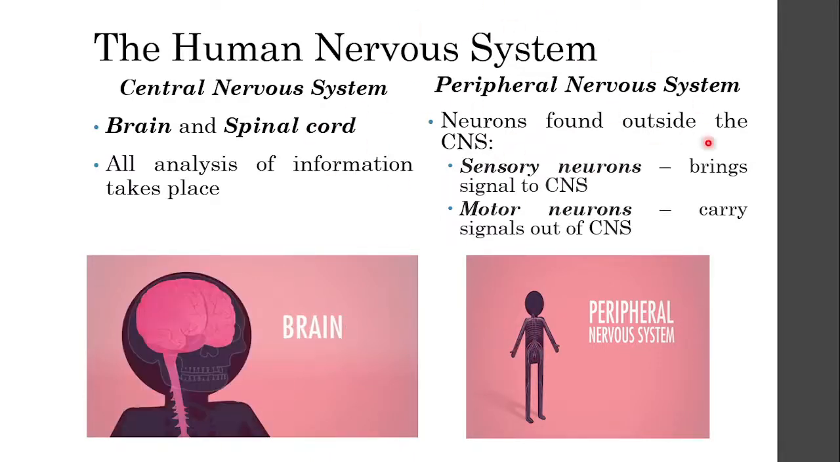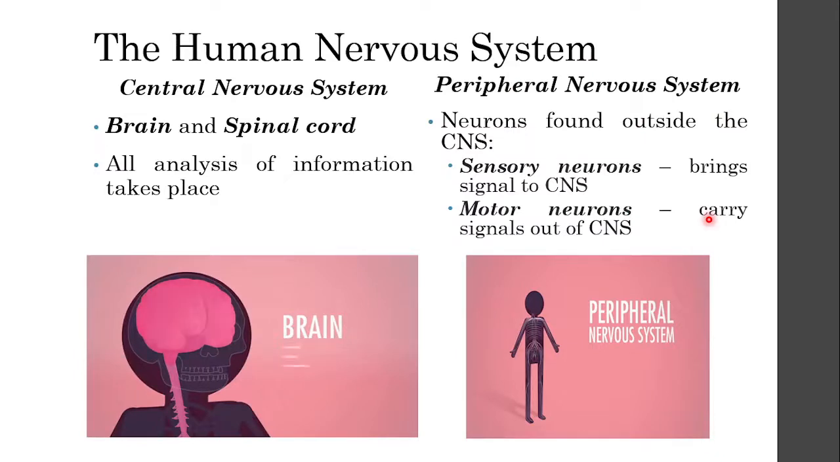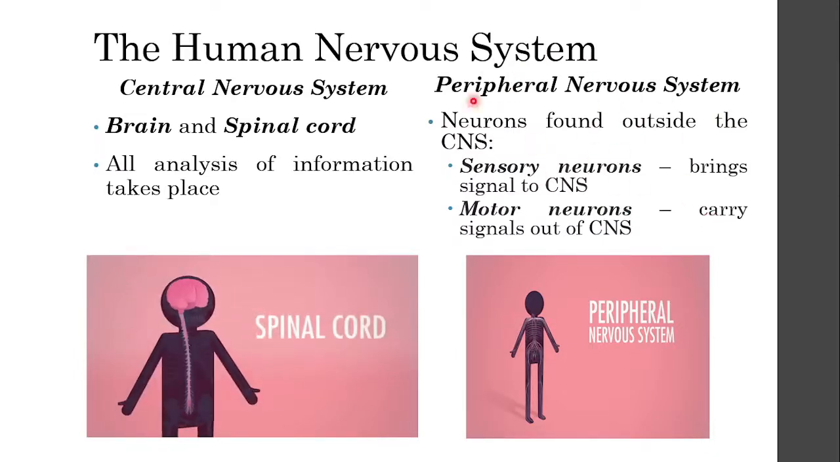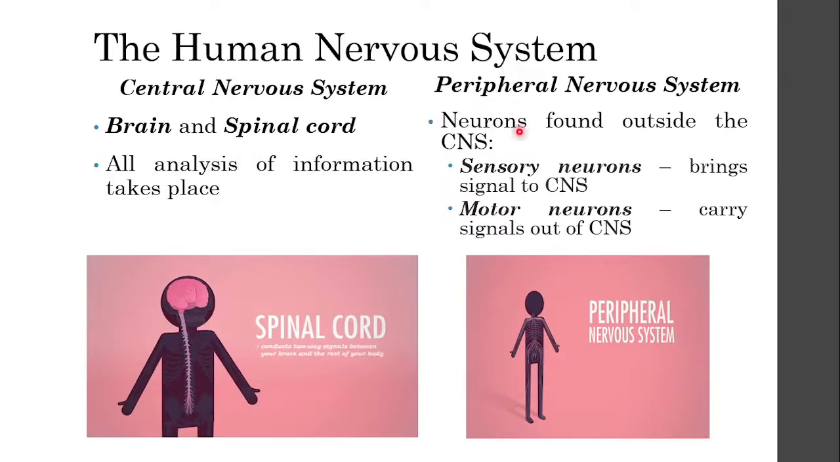Another thing about the peripheral nervous system is we actually have the fight or flight response, but we're not gonna focus on that. We have the sympathetic and the parasympathetic part of the peripheral nervous system, but we're not going to focus on that part yet. Okay, but I hope you guys remember the difference between the two.